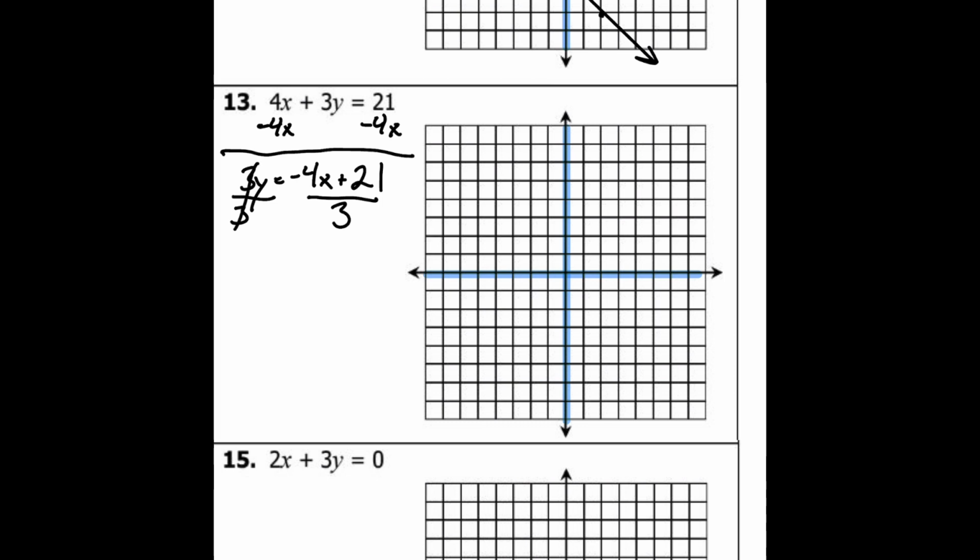On the left side, my 3's cancel. That leaves me with y equals. Negative 4 divided by 3 is going to give me a decimal. If I do that in my calculator, I don't want a decimal. So I'm going to leave this as a fraction, negative 4 over 3x. 21 divided by 3, if I do that in my calculator, is going to be a positive 7. My slope is negative 4 over 3. My y-intercept is 7.